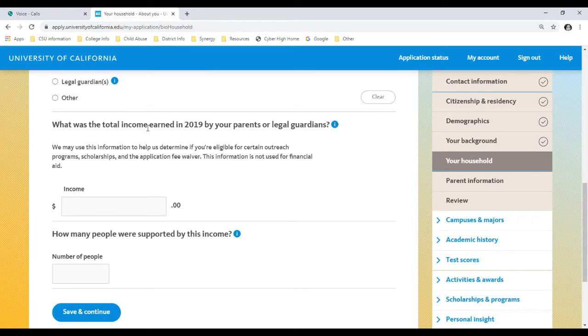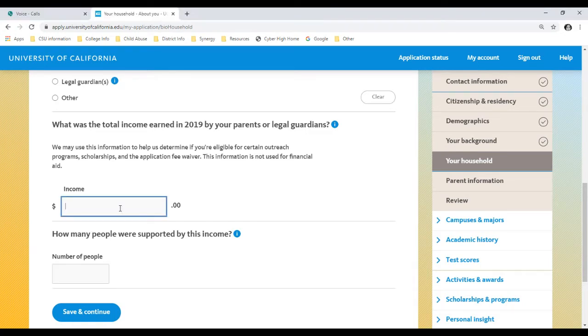Okay, what was the total income earned in 2019 by your parents or legal guardian? So make sure you consider the 2019 amount, and it says we may use this information to help us determine if you're eligible for certain outreach programs, scholarships, and an application fee waiver. So this information is not used for financial aid. So here, once you put the income and how many people are in your household, it's going to determine whether you qualify for a fee waiver. So it's very important that you fill this out.